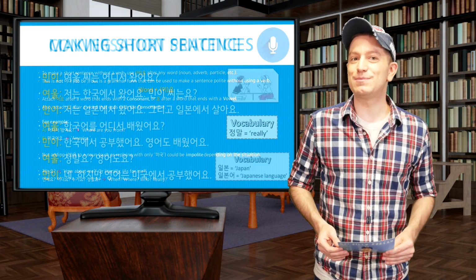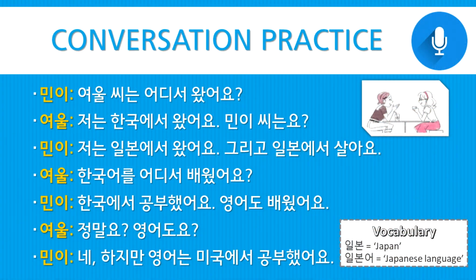So now let's do a conversation practice between two people, 미니 and 여울. First, 미니 says, 여울 씨는 어디서 왔어요? Where are you from, 여울? 저는 한국에서 왔어요. I am from Korea. 미니 씨는요? How about you, 미니? Or as for you, 미니? 저는 일본에서 왔어요. I'm from Japan. 그리고 일본에서 살아요. And I live in Japan. 한국어를 어디서 배웠어요? Where did you learn Korean at? 한국에서 공부했어요. I studied in Korea. 영어도 배웠어요. I also learned English. 정말요? Really? 영어도요? English too? 네, 하지만 영어는 미국에서 공부했어요. Yes, but as for English, I studied that in America.